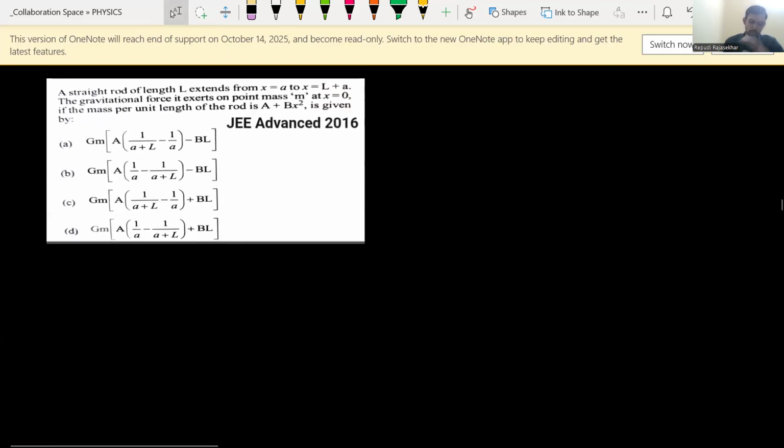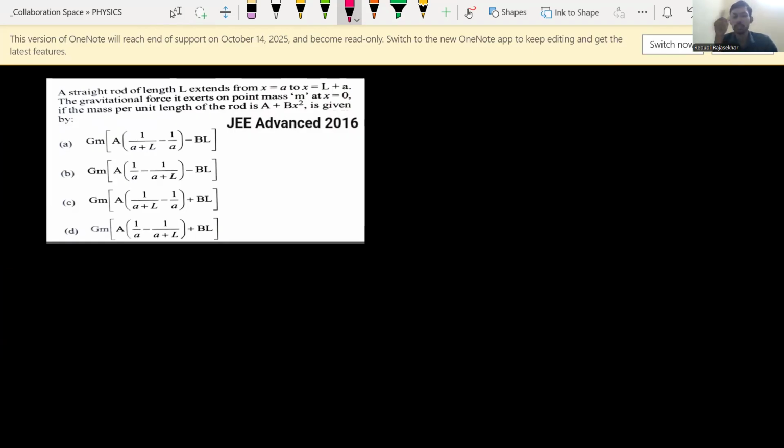This is the 2016 question. Let us just read this question once. A straight rod of length L extends from x equals a to x equals L plus a. This is not a point size body. Very informative question it is.